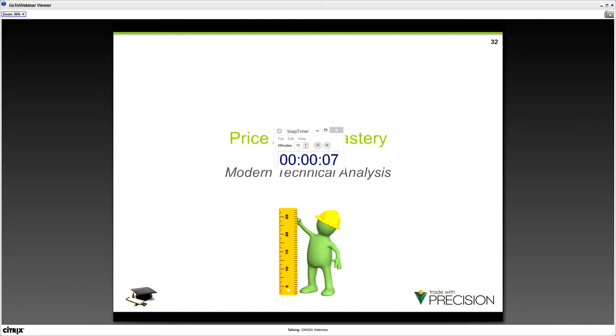If we have any questions here, we've got no questions, so it looks like we're good to go, ready to jump back into this section here. We'll get rid of the timer, and we'll jump into this section on price action mastery. You guys ready to go?